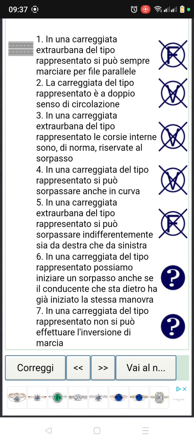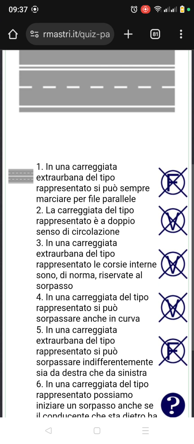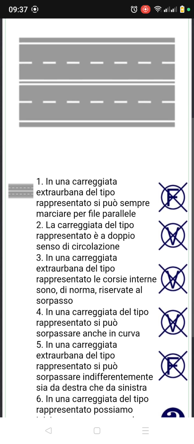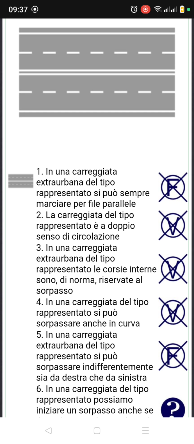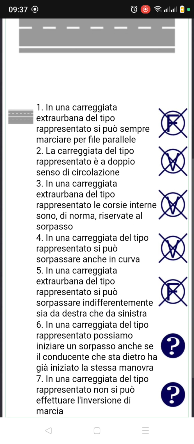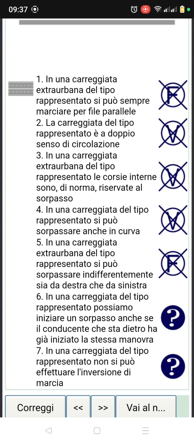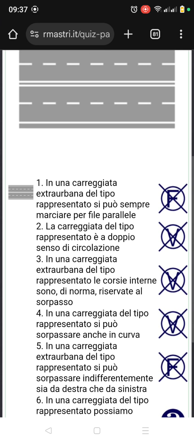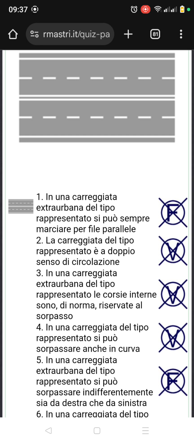Number 5. In una carreggiata extraurbana di tipo rappresentato si può sorpassare indifferentemente sia da destra che da sinistra. No, it is false. In this carreggiata, we know one of the two lanes is heading to one direction while the other two lanes are heading to the opposite direction. So this question says, in una carreggiata di tipo rappresentato, si può sorpassare indifferentemente, so we can do overtaking indifferently, sia da destra che da sinistra, either from the right or from the left. No, it is false. You can only do the overtaking from the left, with the left lane, not with the right lane.